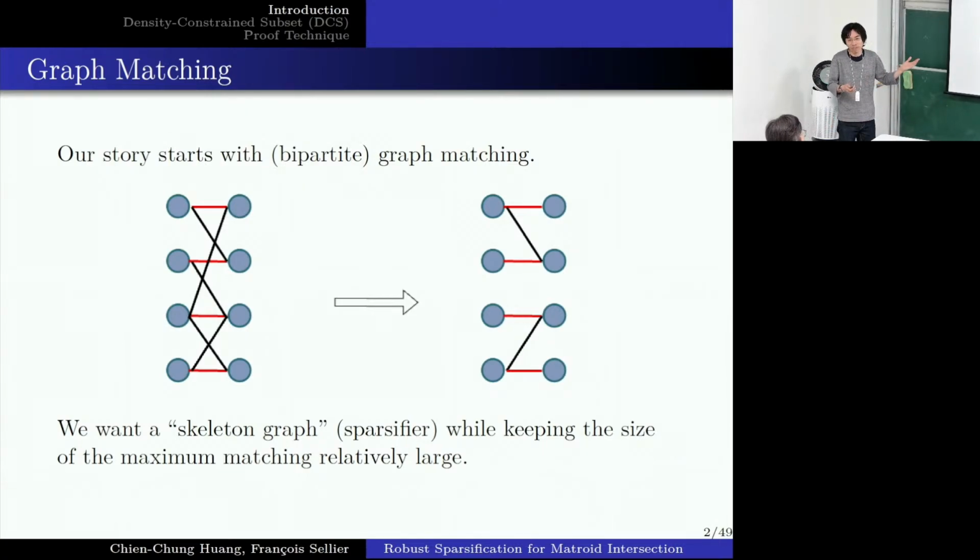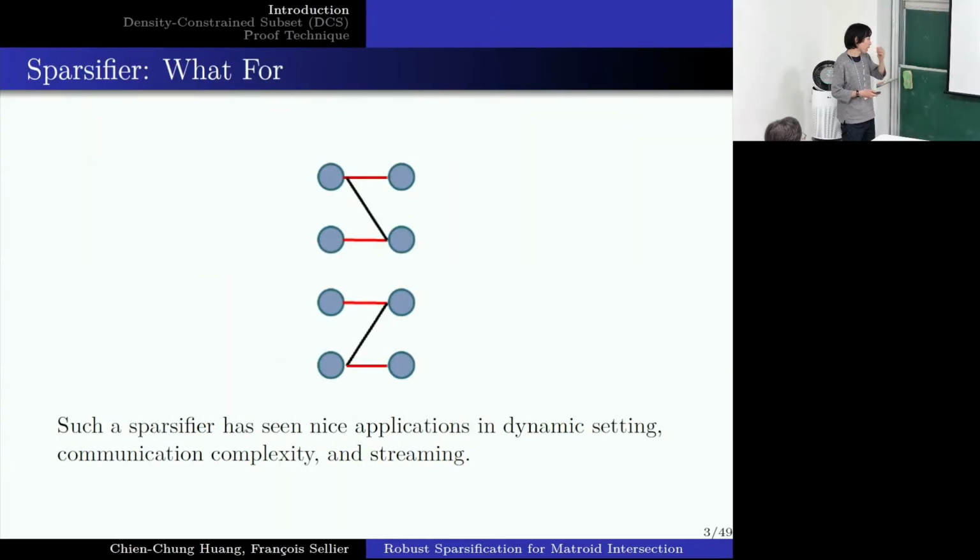The motivation for such a sparsifier should be very easy to find. We are talking about big data all the time. So it would be better if I can throw away a lot of edges so that the remaining graph still has a large matching. As I mentioned, we are talking about big data, so in other computation models, sparsifiers are very useful: in a dynamic setting, in the communication complexity setting, and in streaming. I will talk about some of them in the next few slides.